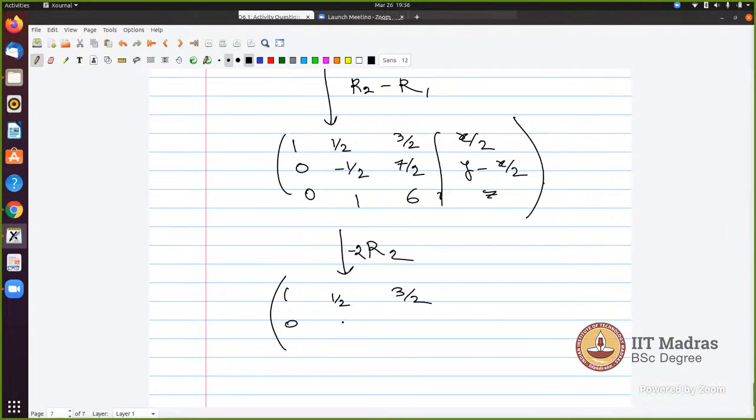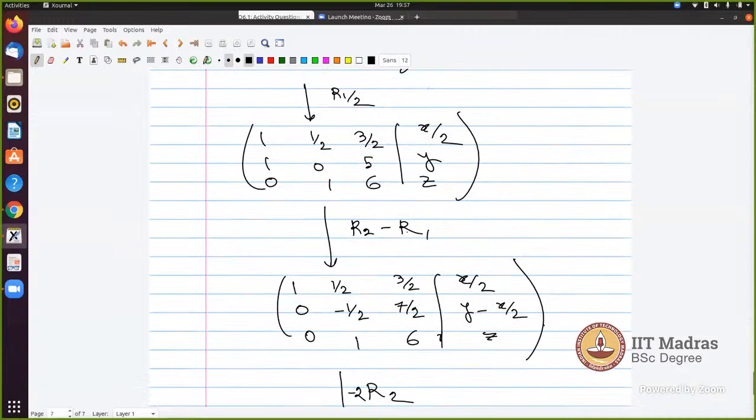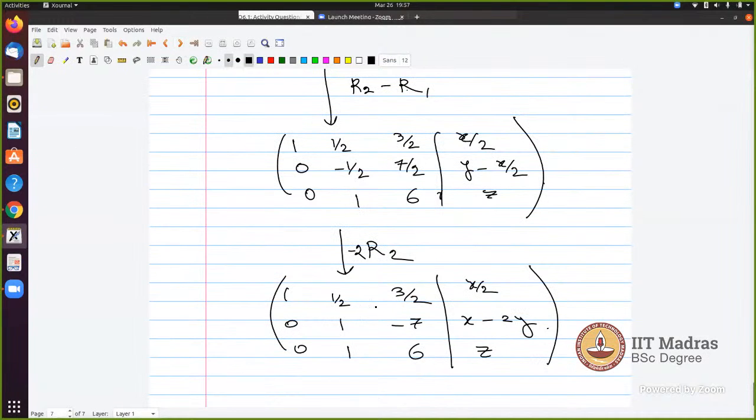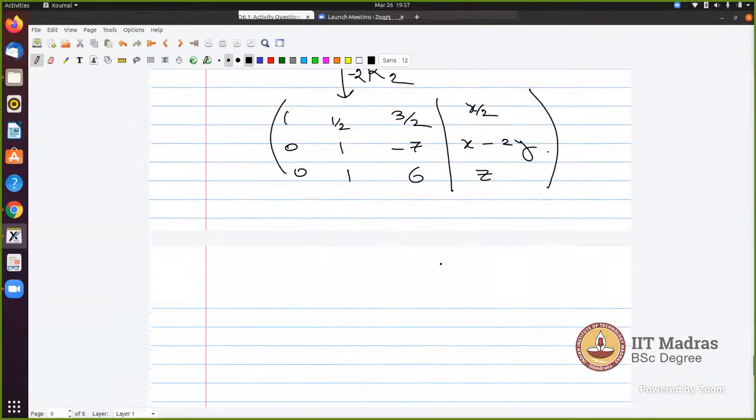Okay, so I am following the usual Gaussian elimination method. Minus 7. So X minus Y. Okay, 0, 1, 6, Z. Am I doing right till this point? Yes, sir. Okay, now what should be the next step? R3 minus R2. Okay.